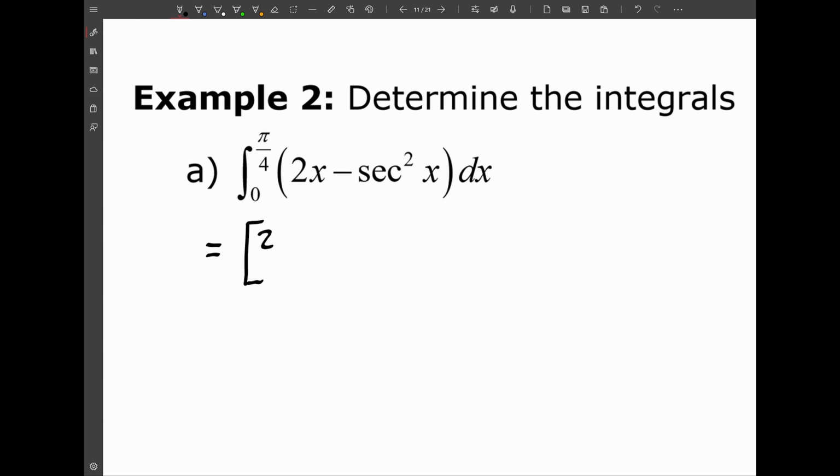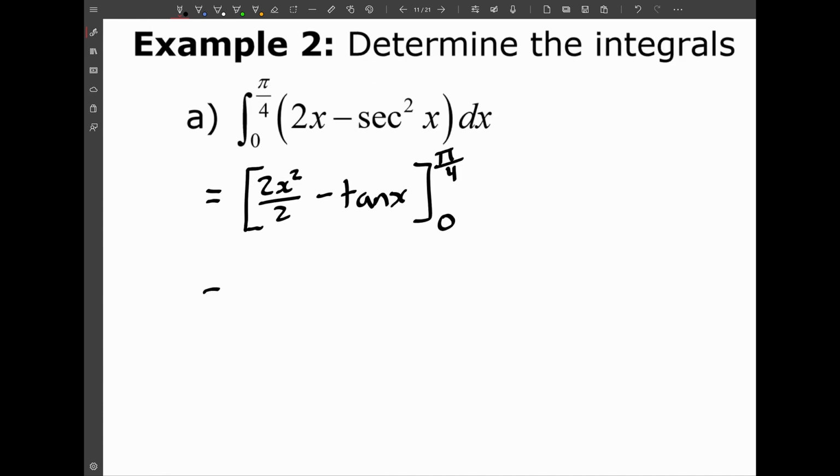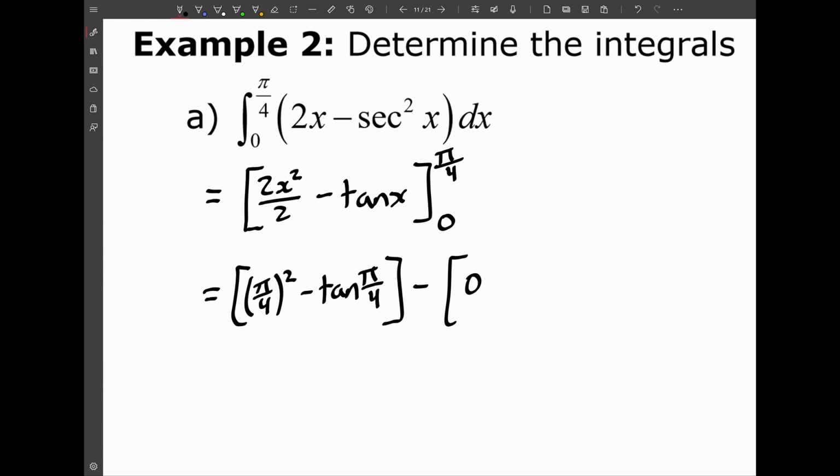So this is going to be 2x squared over 2 minus, well, the antiderivative of secant squared x is tan x, from 0 to pi over 4. So what I've got now, the 2's will cancel out, and this just becomes pi over 4 squared minus tan of pi over 4, minus 0 squared, minus tan of 0.